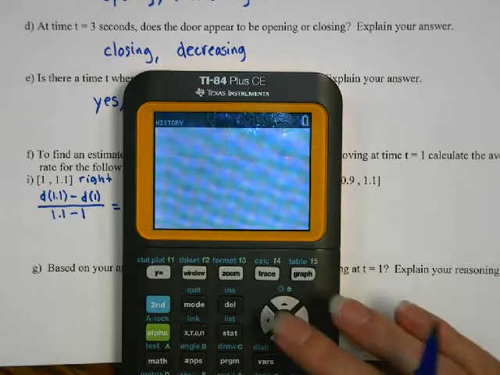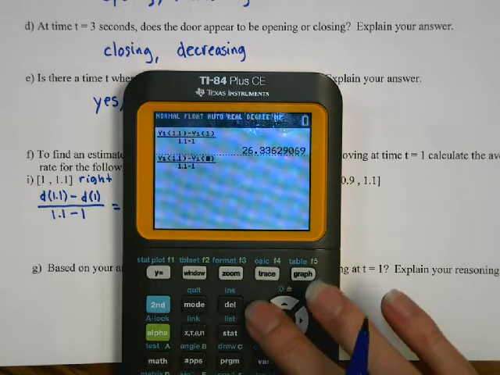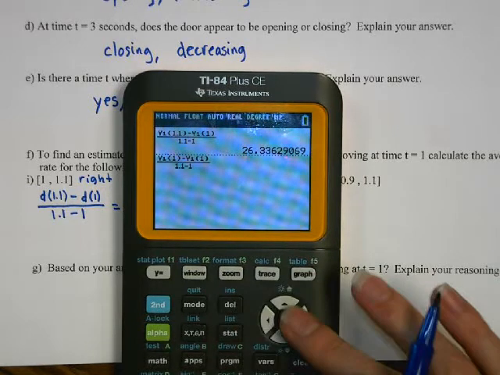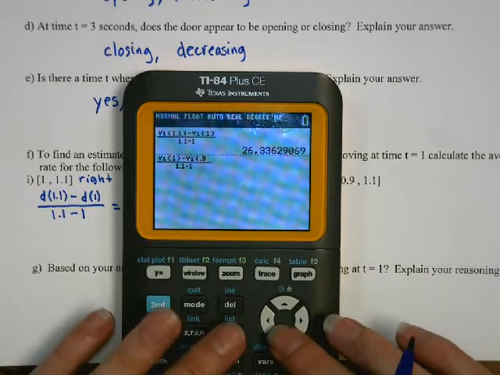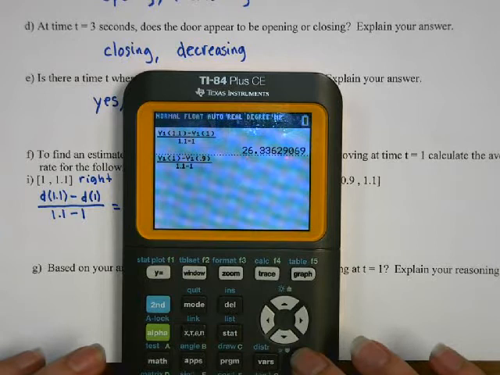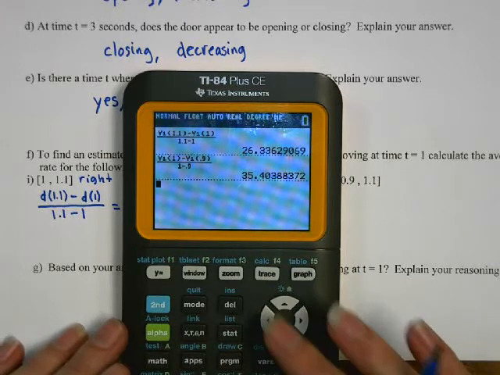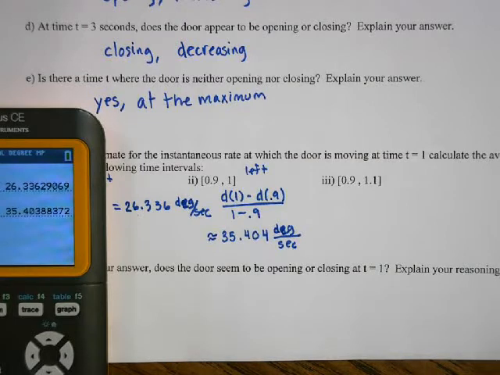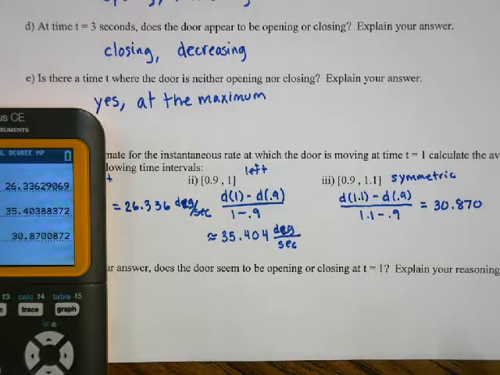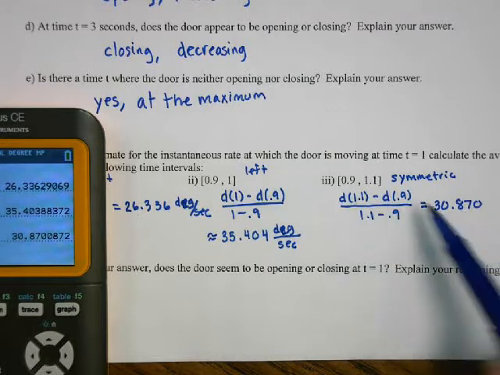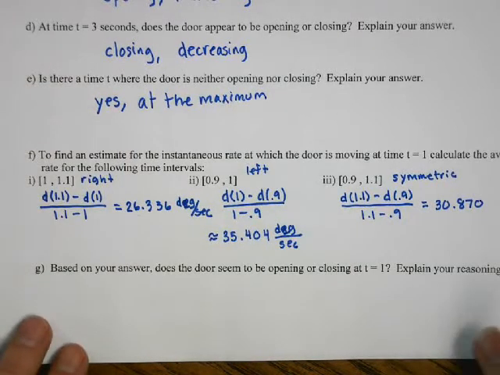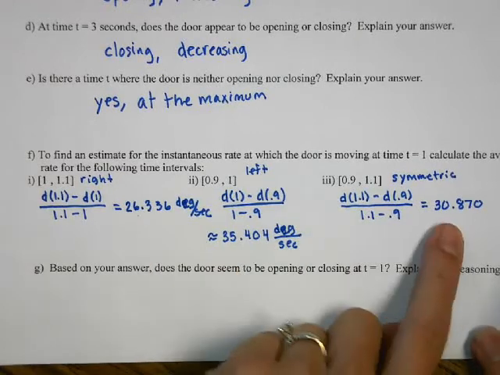So again, we're going to use the calculator. I'm going to grab that and change this to 1 and 0.9, and 1 minus 0.9, and we get about 35. So that's 35.404 degrees per second. So that one was 35, and then this last one, same exact thing, just different numbers. We get 30.8. So we've got a 26, a 35, and a 30.